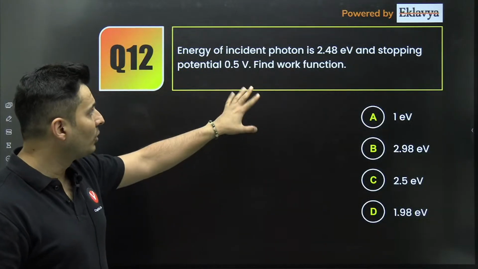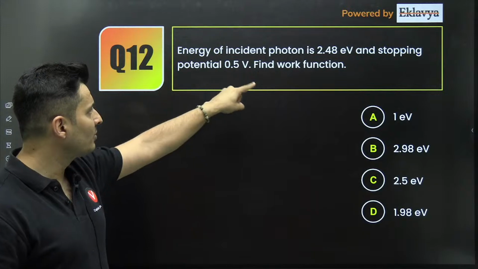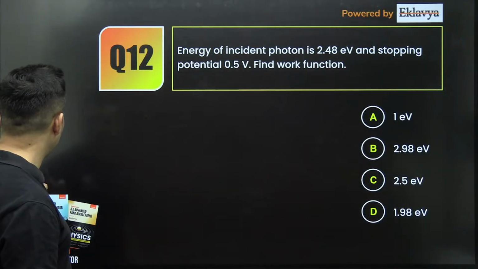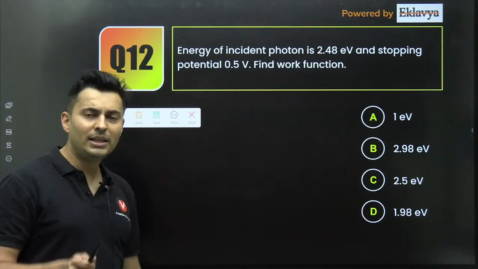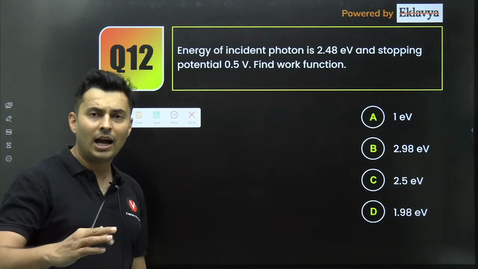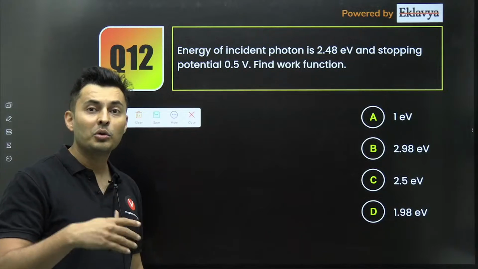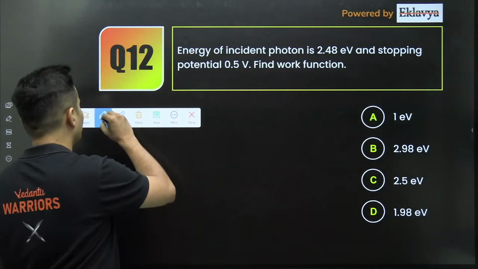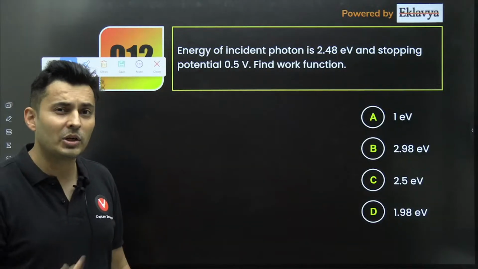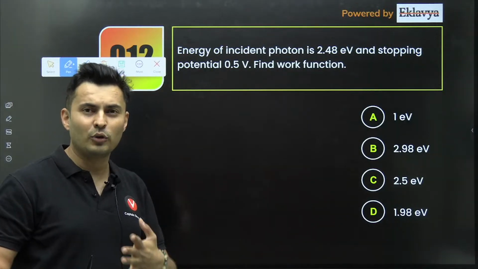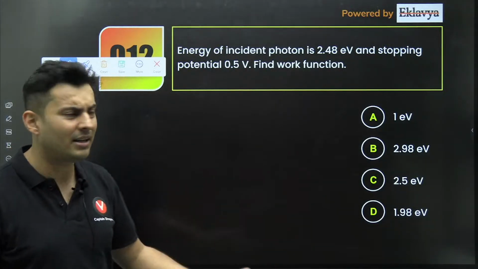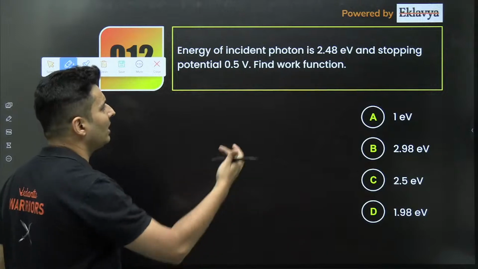Energy of the incident photon is 2.48, stopping potential is 0.5, find the work function. I mean, wow, this is the easiest shift. And the same thing happened, if you remember, in January. The last 2 days were really easy. So I'm guessing maybe Monday and Tuesday's paper might be very easy. Who knows? Or it feels easy because it is repetitive. Because the first 4 shifts you have discussed, and you see same kind of questions are getting repeated again and again. So maybe it looks easy because of that also.